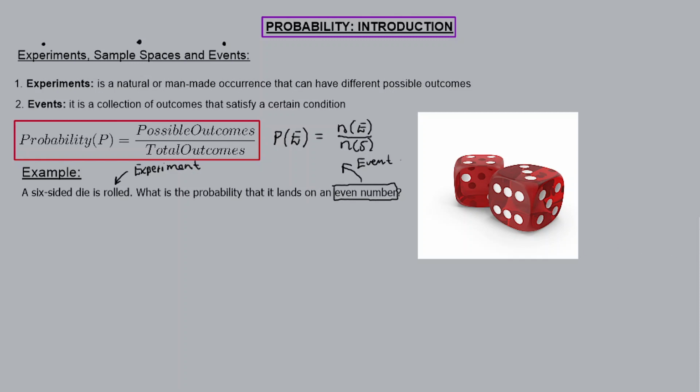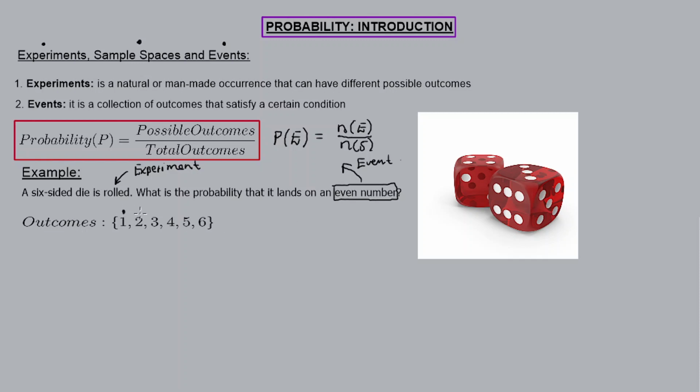Now, how is it calculated? The first thing we have to list out is the total number of outcomes. So for this experiment, the total number of outcomes is 1, 2, 3, 4, 5, 6. When we roll a dice, it will either land on 1.